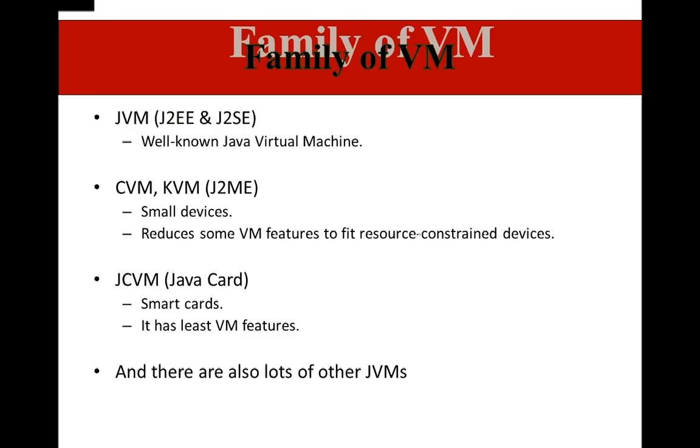And there is something called CVM and KVM. They are meant for embedded and mobile devices. So if you have any device which comes with resource restrictions, to develop applications for such kinds of devices, we use CVM and KVM. And finally, we have JCVM, Java Card Virtual Machine. To handle smart cards, in Java we have a virtual machine called JCVM.